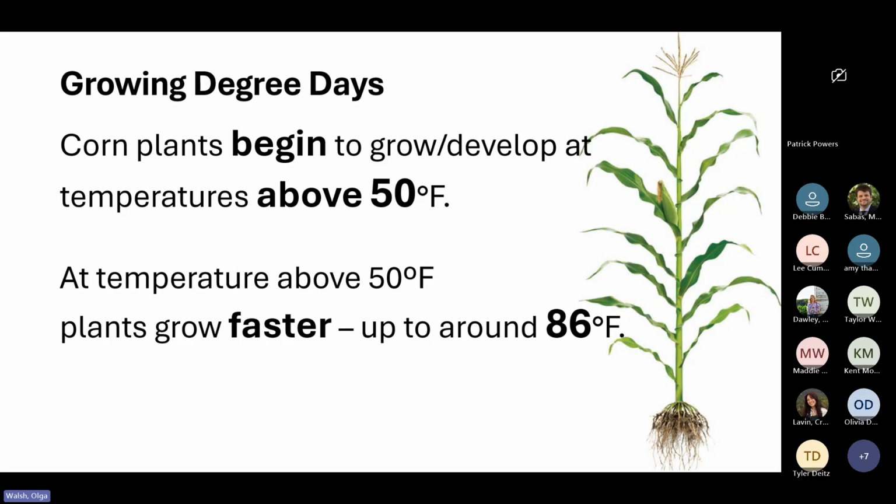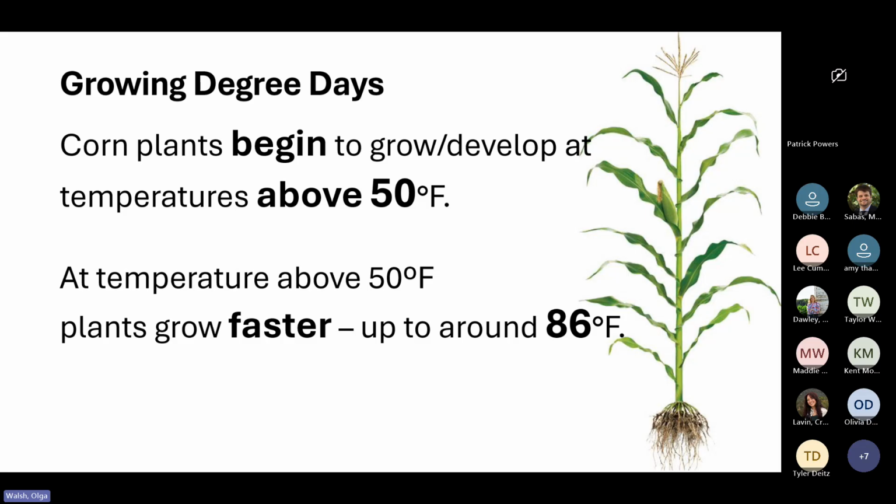So for example, a corn plant begins to grow and develop actively at temperatures of about 50 degrees. Plants grow much faster as temperature increases. However, there is a threshold of about 86 degrees where that development and growth actually stops, or slows down drastically, because at around those temperatures our plant experiences heat stress, or drought stress if there are also water limitations.